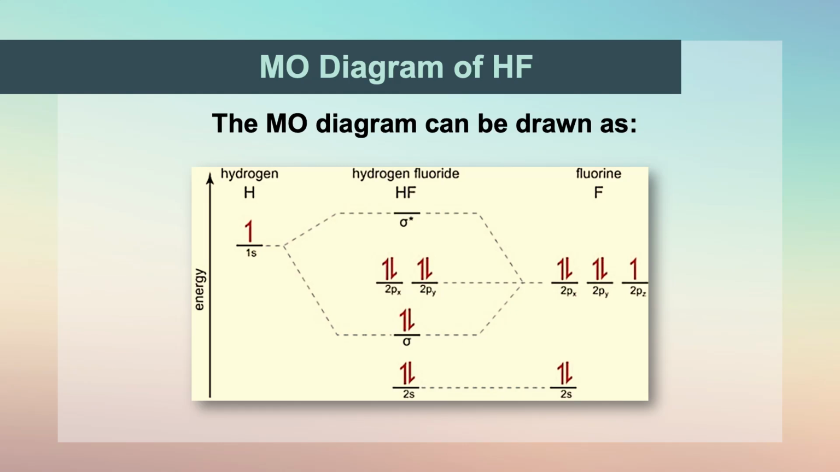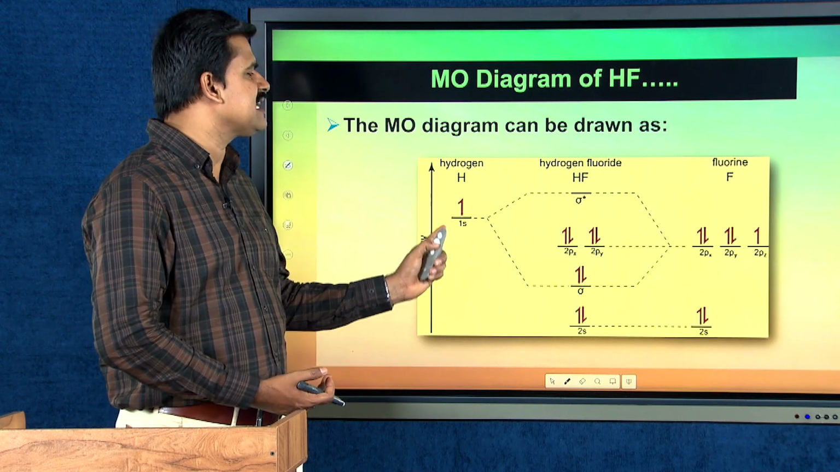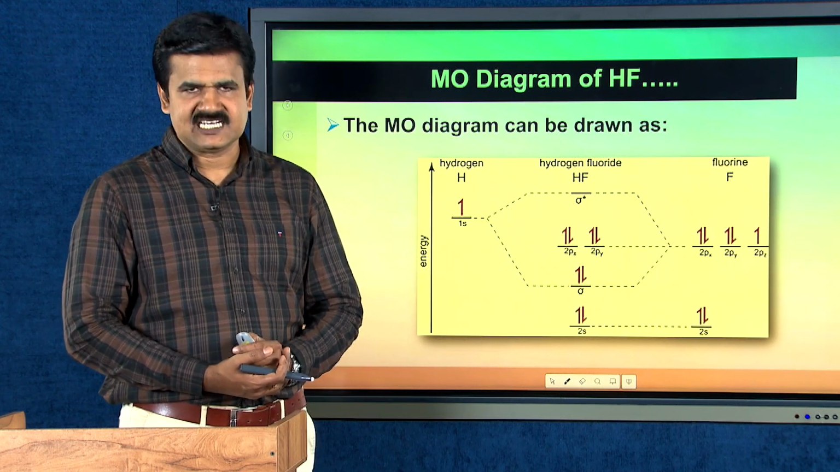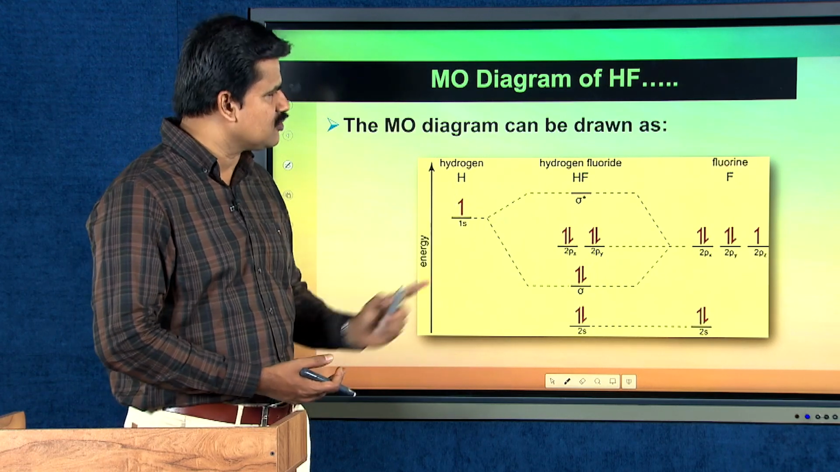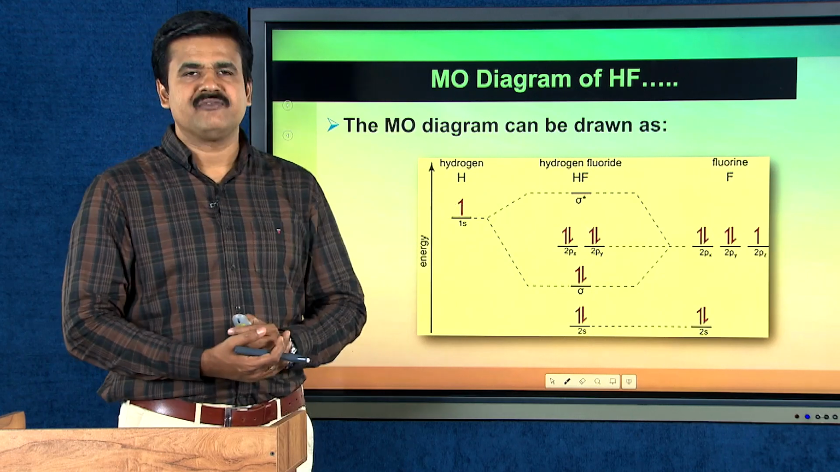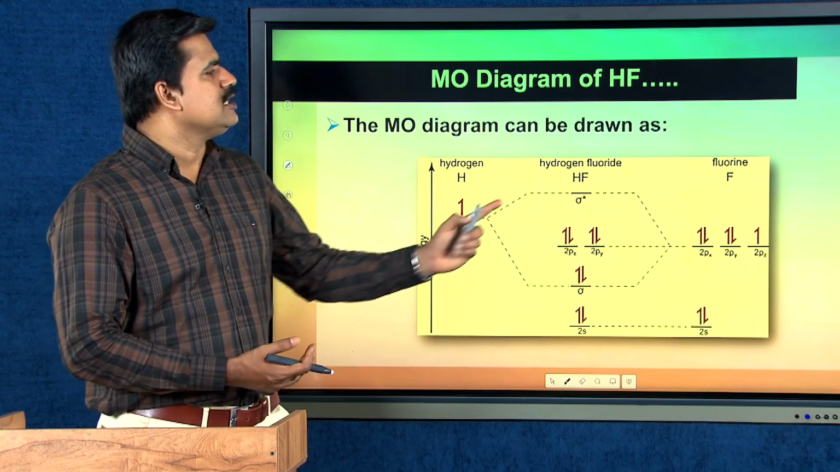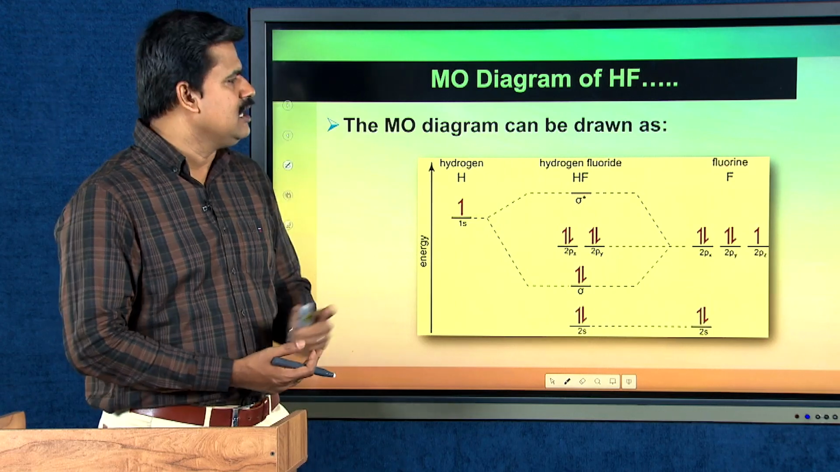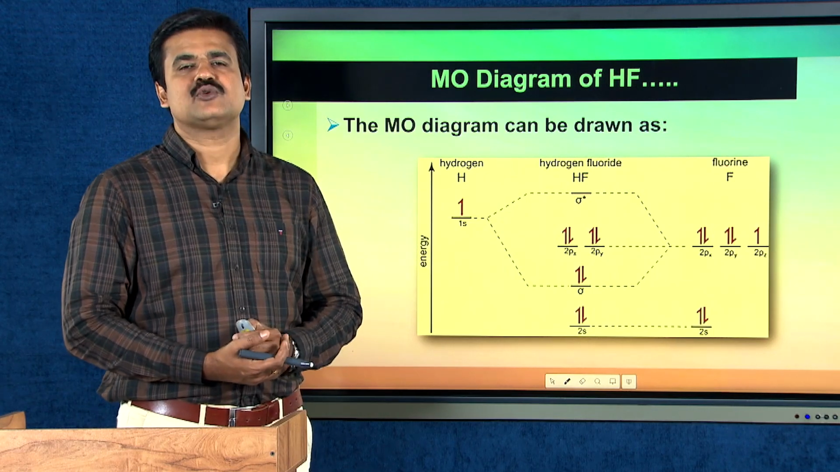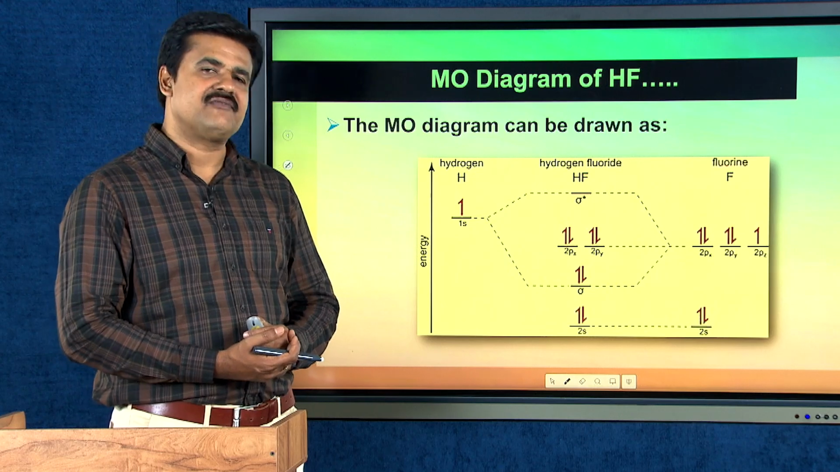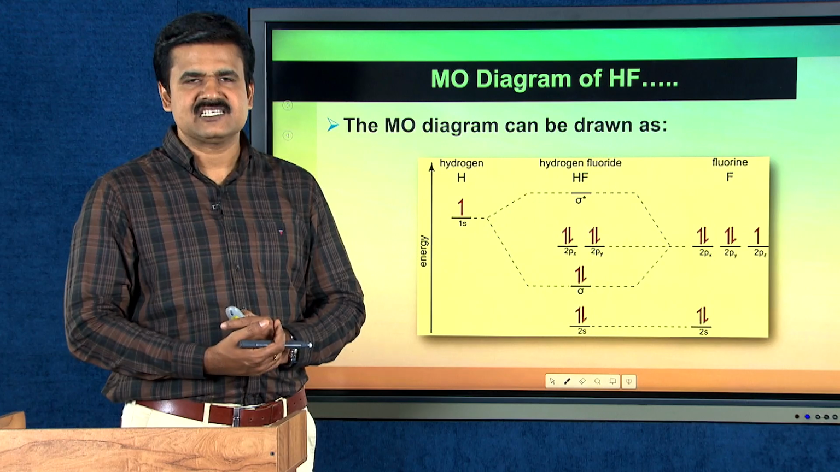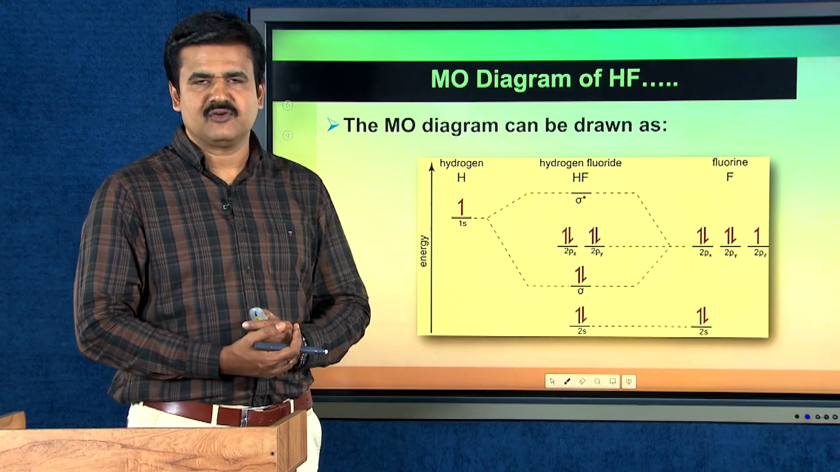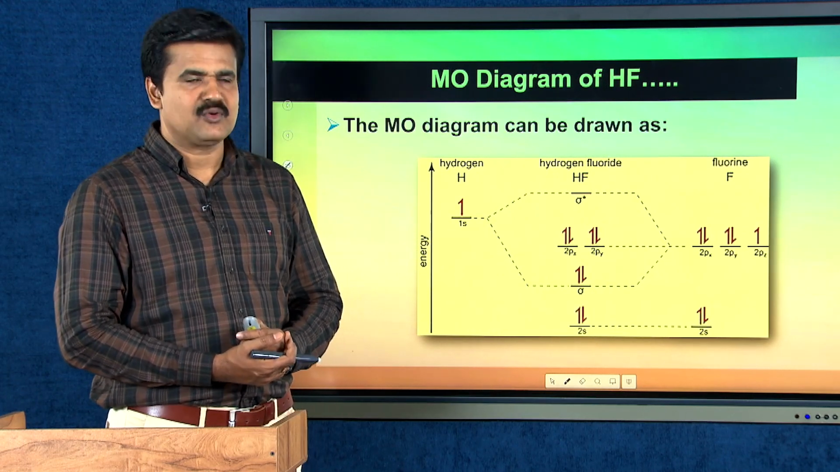The MO diagram of the hydrogen fluoride molecule can be drawn like this. On the left-hand side you can see the one electron present in the hydrogen atom, the atomic orbital of hydrogen with configuration 1s1, and it overlaps with the 2pz orbital of the fluorine atom. The 2p orbitals of the fluorine atom are shown here: 2px2, 2py2, and one electron in the 2pz orbital. That half-filled orbital overlaps with the half-filled 1s orbital of hydrogen, forming a bonding molecular orbital and an antibonding molecular orbital.